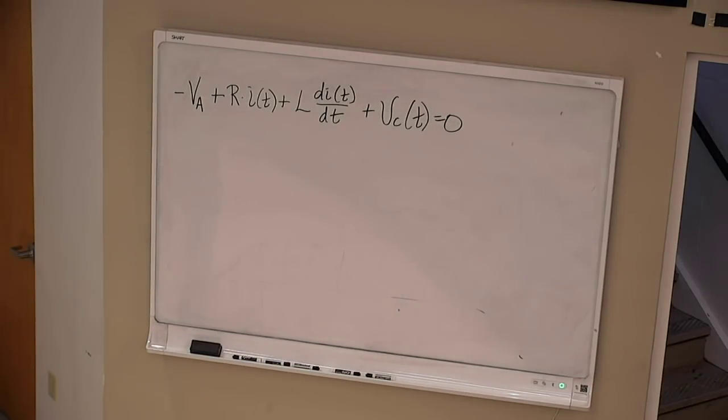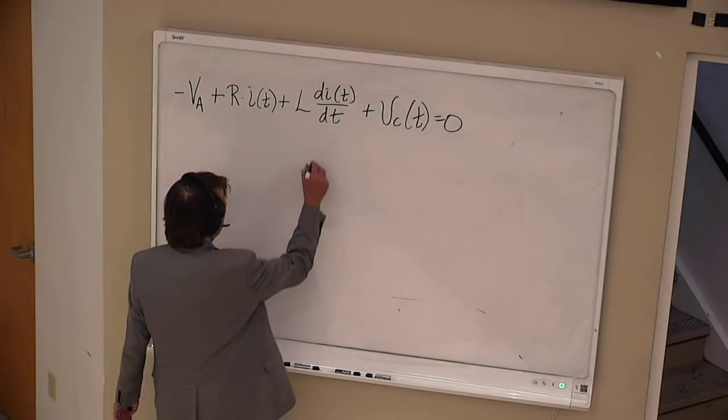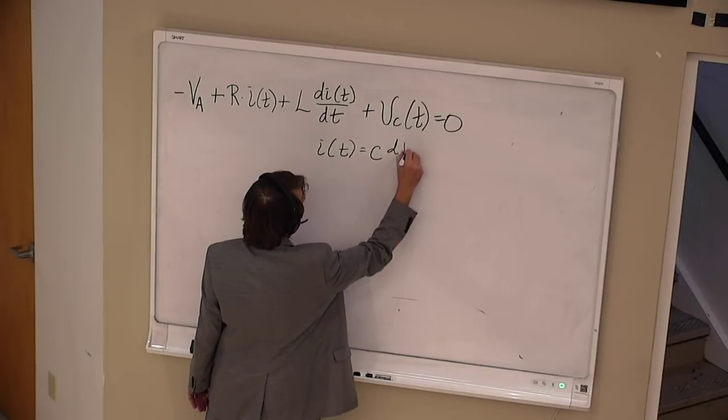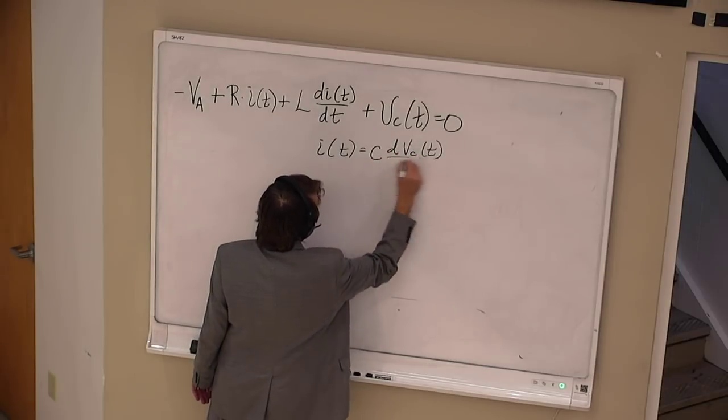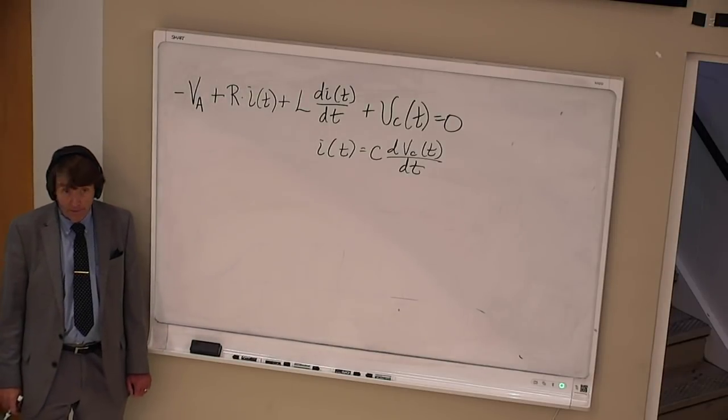We write the equation. Now, this equation bothers me because I clearly stated in the problem I only want V sub C of t. I got I of t. All right? But I noticed that I of t, that I goes through the capacitor. So what must be true? I equals C dV dt.